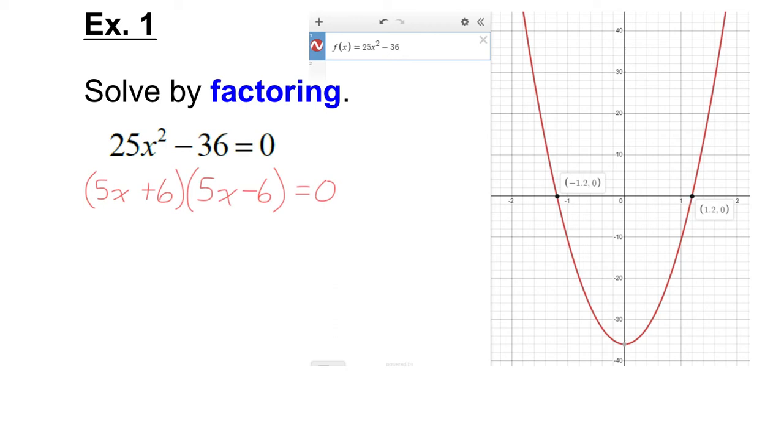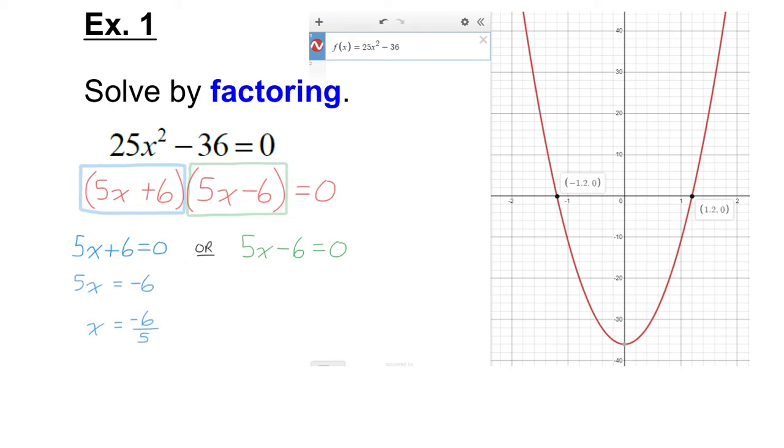So I can say either 5x plus 6 equals 0, or 5x minus 6 equals 0. So once you get into factored form, either one of your factors is 0 or the other one's 0. Now, if the first factor is equal to 0, solve this equation. So 5x plus 6 equals 0, move the 6 to the other side, 5x equals minus 6. Get x by itself, divide both sides by 5, so x equals minus 6 over 5.